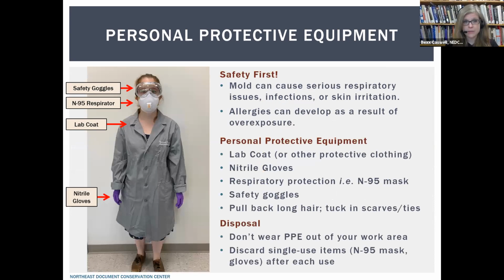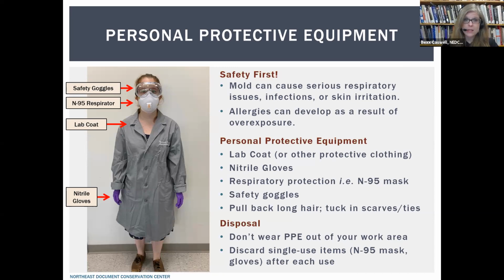So like I said, safety first, because mold can cause a variety of health problems. It is very important that you protect yourself when handling mold. And just one thing that you really need to remember, I already mentioned this, is that you can develop an allergy to mold as the result of overexposure. And that has happened to me personally, and I don't recommend it. So take precautions.